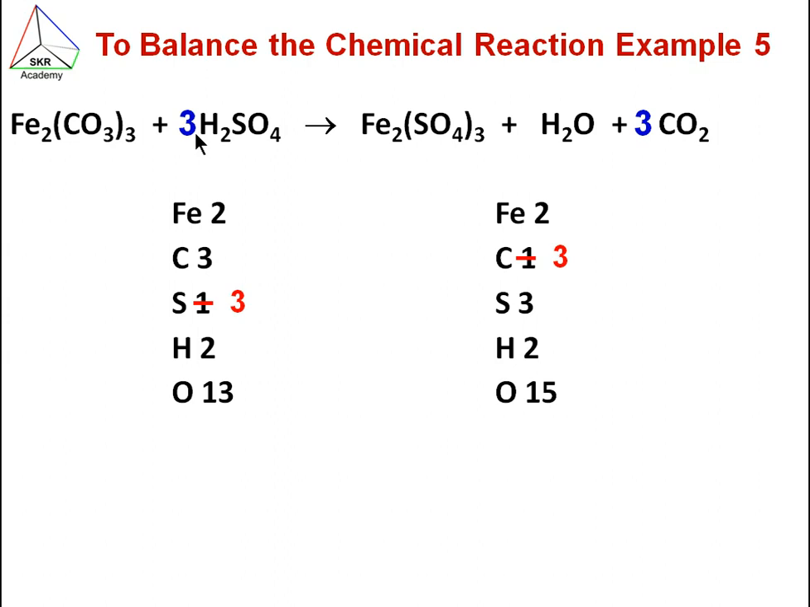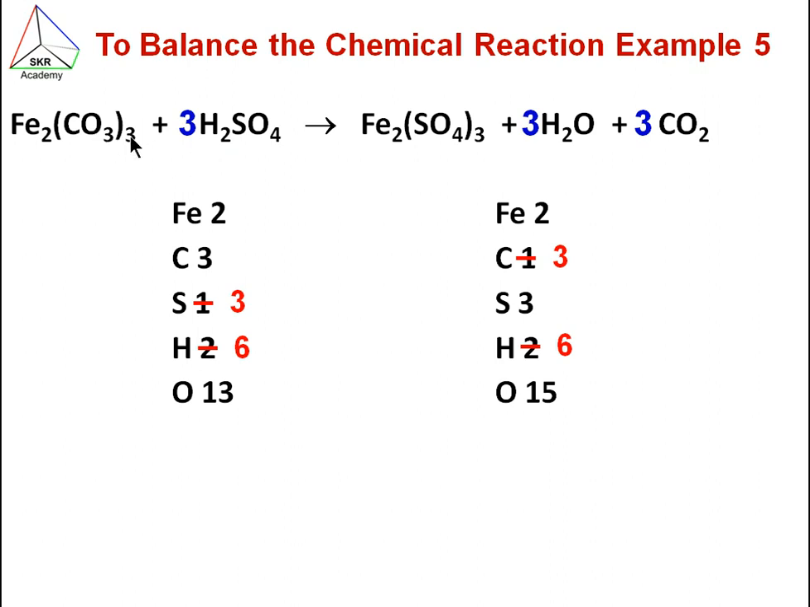And since we added 3 in front of sulfuric acid, hydrogen becomes total 6: 3 multiplied by 2, total 6. So what to do to balance the hydrogen? We will add 3 coefficient in front of the water molecule, then you can see it will also balance. And then at the end we have to balance oxygen. So let's see how many oxygen atoms there are now.